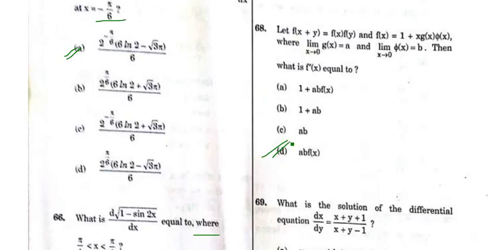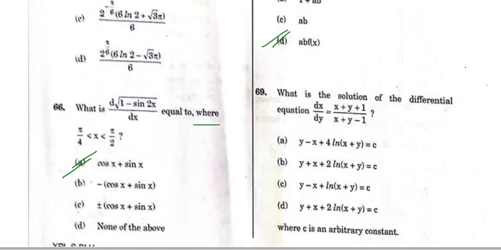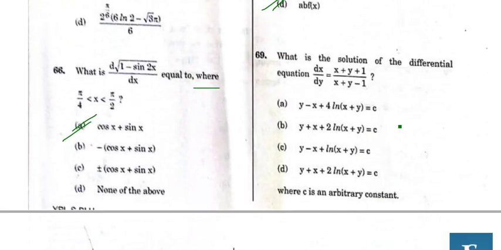Okay, find f dash x, then after that just get the value. What is the solution of the differential equation dy upon dx equal to (x plus y plus 1) upon (x plus y minus 1)? Okay, so just take t equal to x plus y and then dt upon dx equal to dy upon dx plus 1, and then after that, this is how you can solve the question with the basic methods. Anyway, the right answer is y minus x plus ln(x plus y) equal to c.